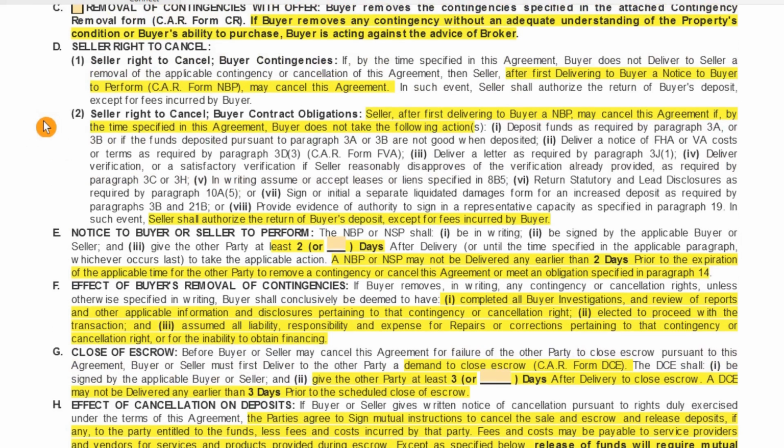But be aware that before the seller can cancel, they have to deliver to the buyer a notice to buyer to perform, which is an NBP. And then they can cancel the agreement if the buyer hasn't met certain criteria which are covered in this paragraph. Because of this, 2 days before the deadline for an action to be taken, the buyer or seller's agent can present the other party with a notice to perform at a certain date.